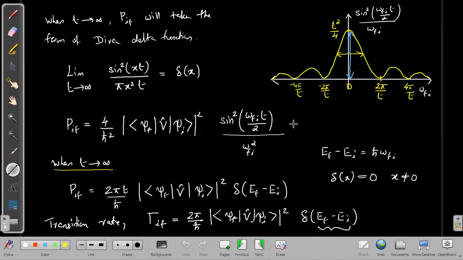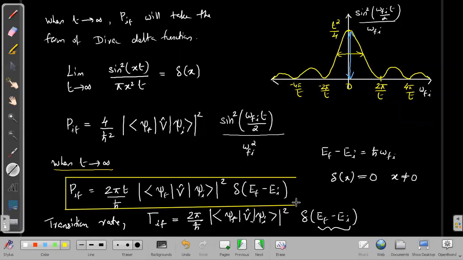Okay, so now when t is very large, what happens is this peak will become very narrow, and it will become very high, very tall. So that corresponds to a Dirac delta function. So when t tends to infinity, the probability of transition will take the form of a Dirac delta function, and this is the form. Okay, and it is proportional to t. Transition probability would be proportional to t, and the transition rate is independent of t. The transition rate takes this form.